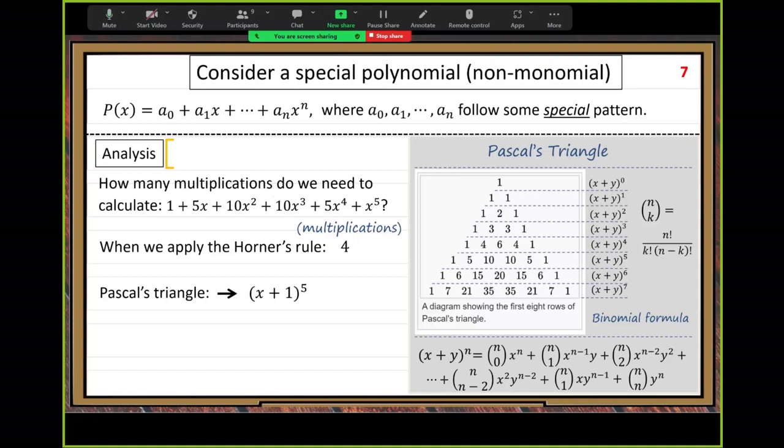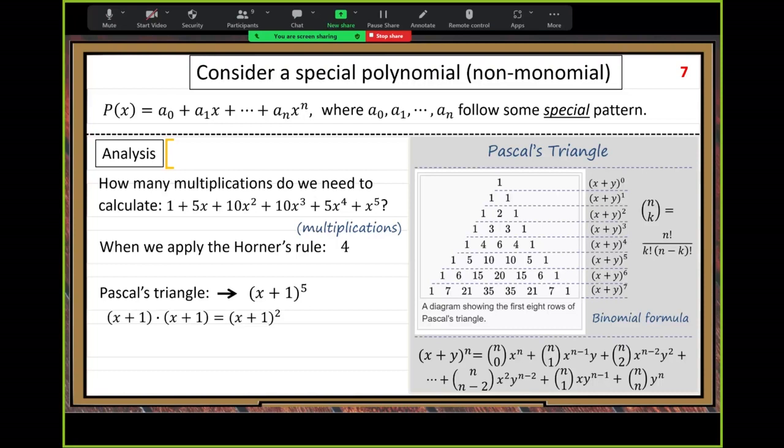How many multiplications do you need to calculate this representation? Any idea? 3. Can you see 3? Not 4, 3. Repeated squaring. Let's do the first one. We do not look at the addition, we only look at the multiplication.